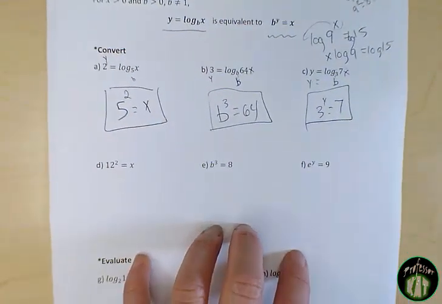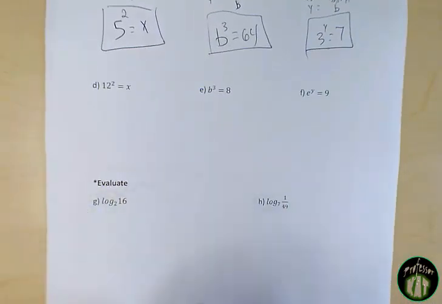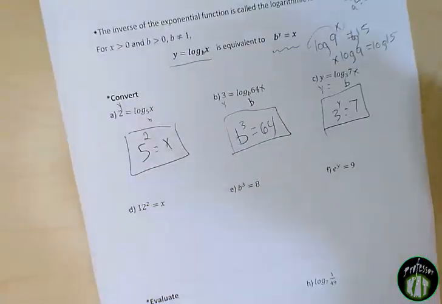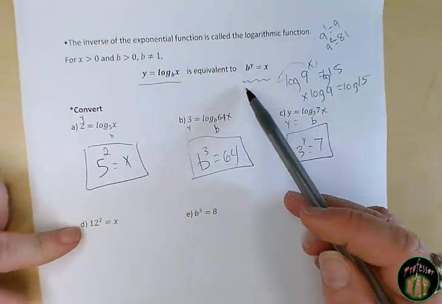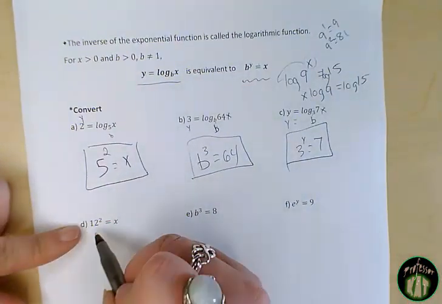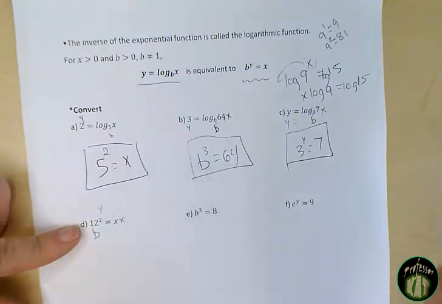Right, so that's how you go from logarithmic to exponential. Now let's do the reverse. Let's go from exponential to logarithmic. So let's compare that. We're going to start with the exponential form right over here. Right, exponential form, this is our b to the y is equal to the x.